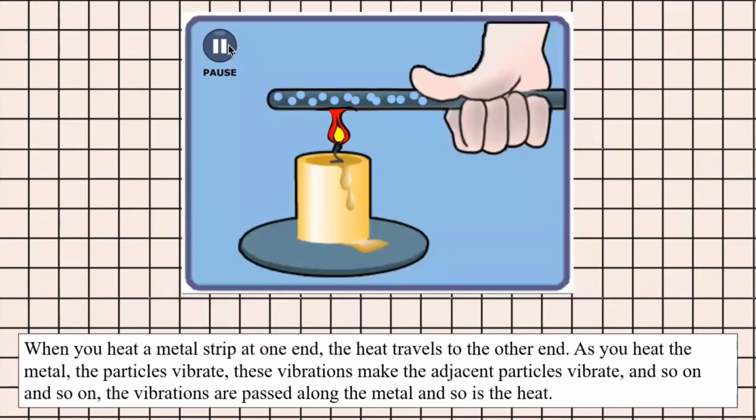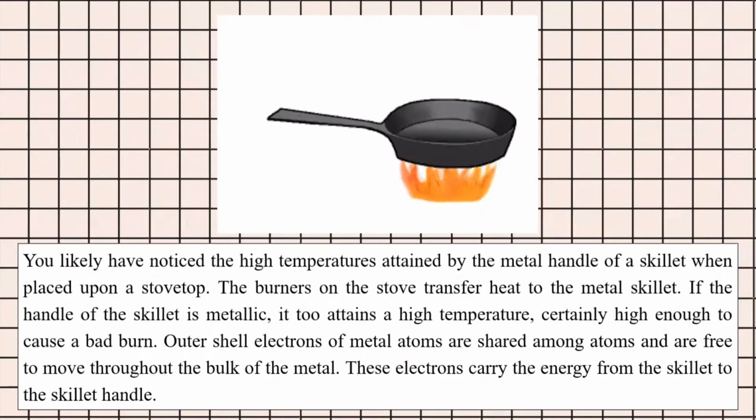When you hit a metal strip at one end, the heat travels to the other end. As you hit the metal, the particles vibrate. This vibration makes the adjacent particle vibrate, and so on and so on. The vibrations are passed along the metal, and so is the heat.